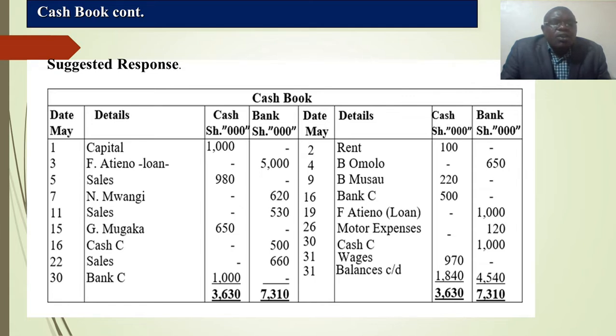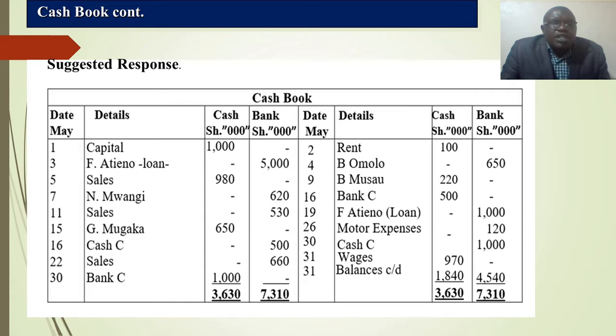Then on 9th, B. Msau was paid. So money moved outside, moved away from the business to a tune of 220,000, and that money was in cash. So we go to the cash column and we record 220,000 shillings in cash. Then on 16th, there is the transaction there, which is a contra entry.